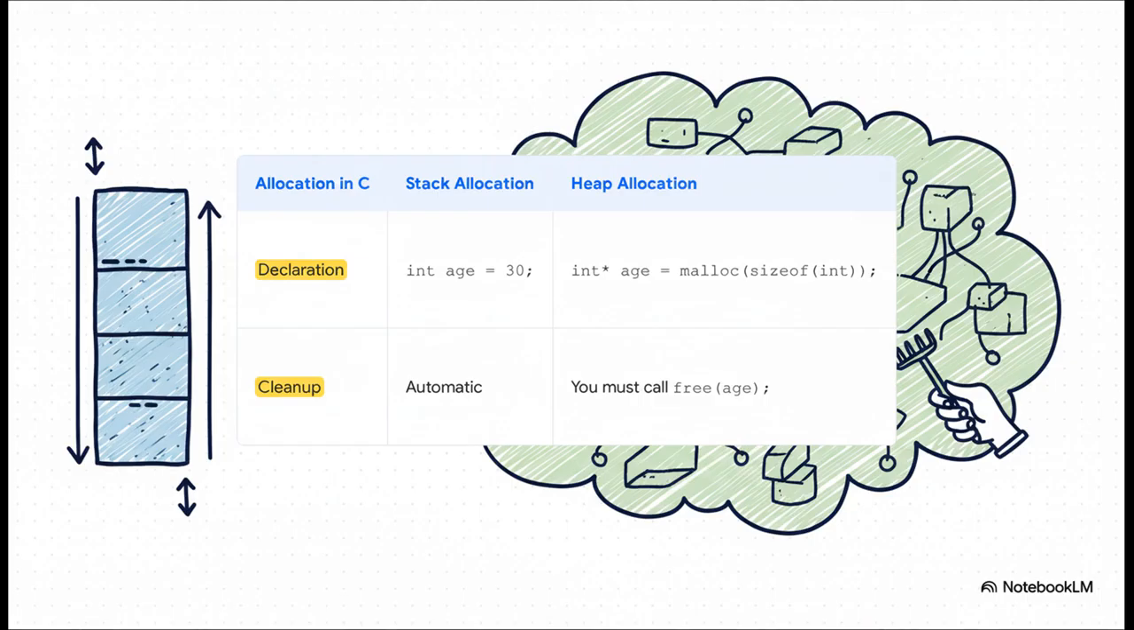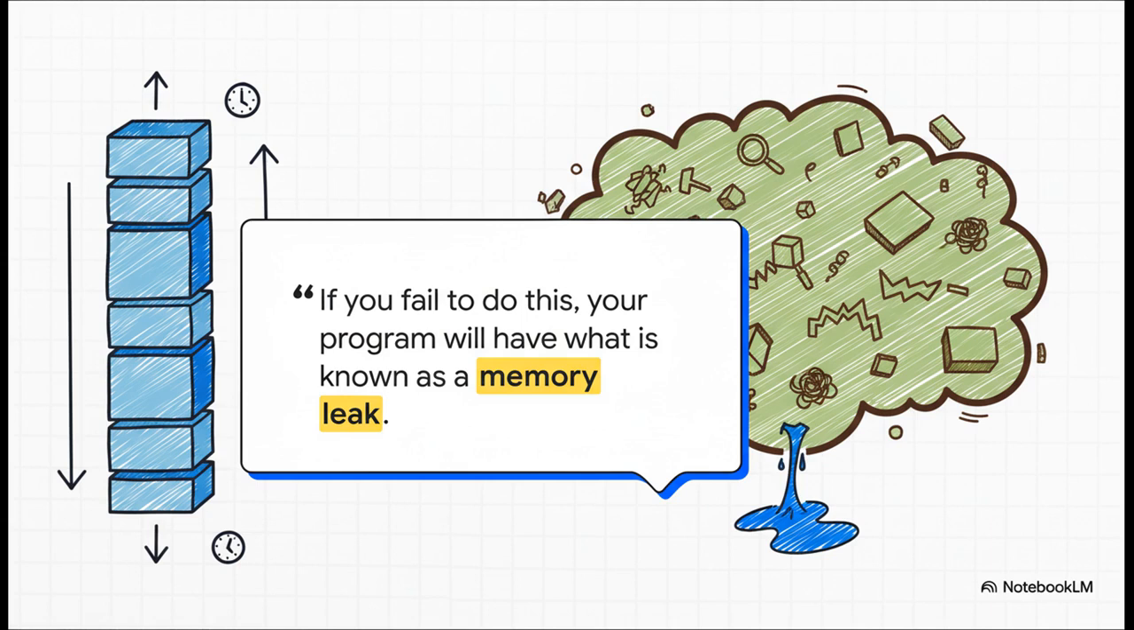And if you forget, well, you get this: a memory leak. This is the big boogeyman of manual memory management. It's when your program just keeps holding on to memory it doesn't need anymore, gobbling up more and more resources until everything grinds to a halt or even crashes. This is the great danger of the heap.